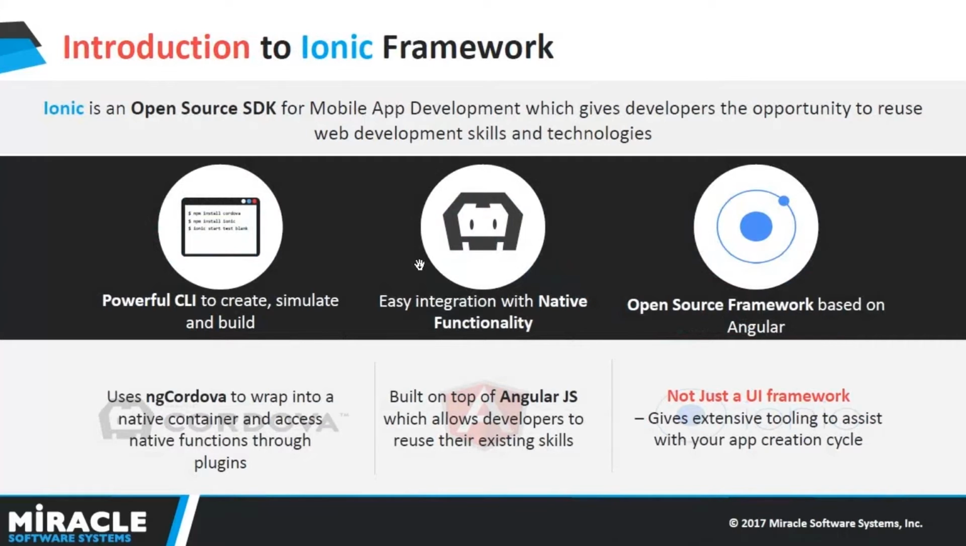Moving forward, what is Ionic? Ionic is a top mobile development framework, which is the best UI framework to develop hybrid mobile apps. That doesn't mean it is only a UI framework. We have multiple options, that is a powerful CLI to create and emulate your application, and it is easy to integrate with the native functionalities using this Ionic framework.